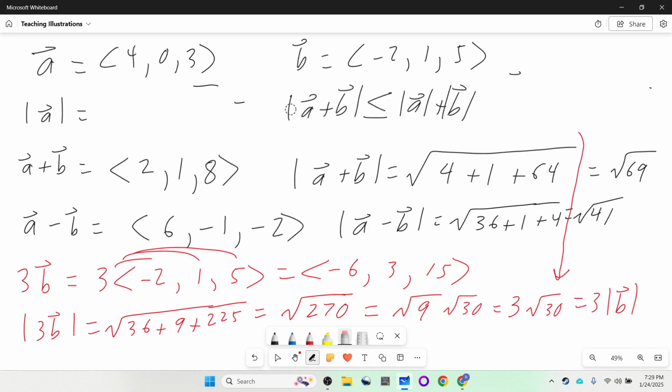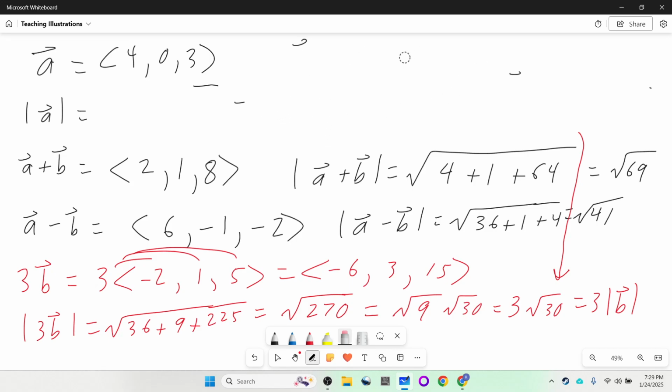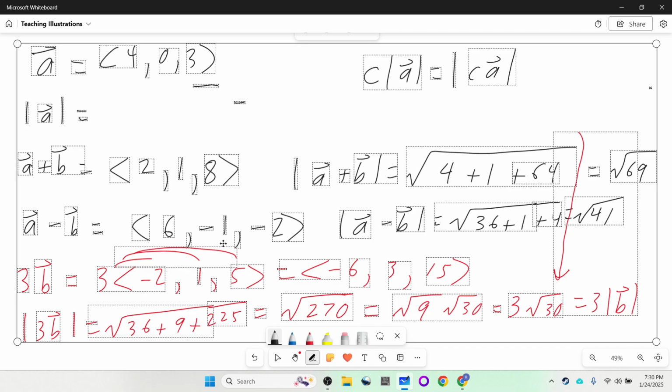But you can say that c times the length of A is the same as the length of cA. Here c is a scalar, not a vector. We have not defined multiplying of vectors, and we're not going to do that today. Let's do one more.